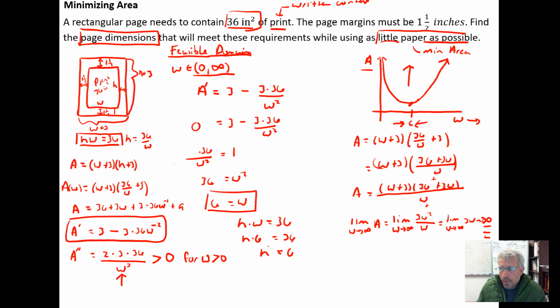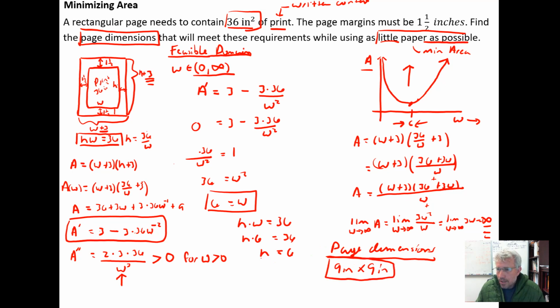And then what I am after is the page dimensions. And what we needed to remember, because of the technique that we used, whatever value we got for W and H, we had to add 3 to that in the end to get the dimensions of the page. So the page dimensions are going to be 6 plus 3 inches is 9 inches by height plus 3 inches. 6 plus 3 is going to be 9 inches by 9 inches.